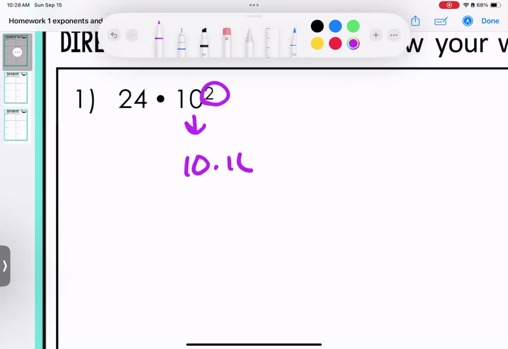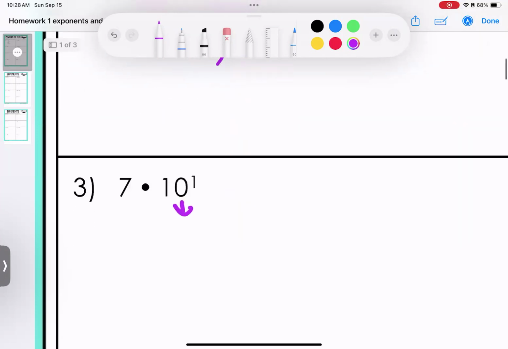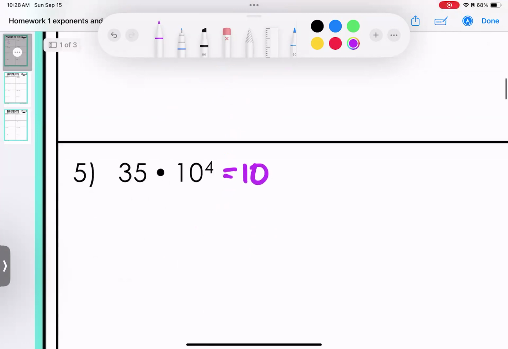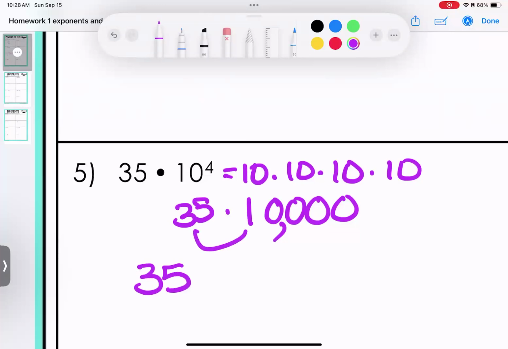10 to the second is 10 times 10, which is 100, times 24. 24 times 1 is 24. Add 2 zeros, 2,400. 10 to the first is just 10. 7 times 10 is 70. Down here, 10 to the fourth is 10 4 times, which gives me a 1 with 1, 2, 3, 4 zeros, 10,000, times 35. 35 times 1 is 35. Add those 4 zeros, 1, 2, 3, 4. We end up with 350,000.